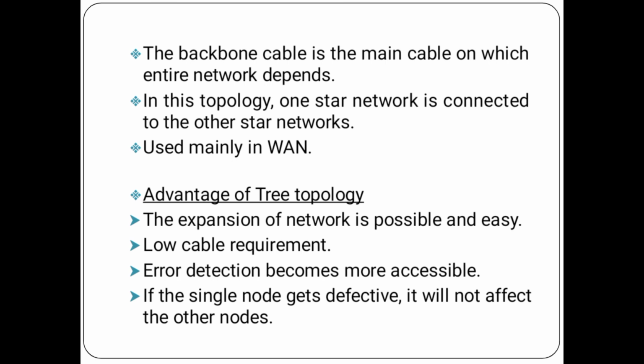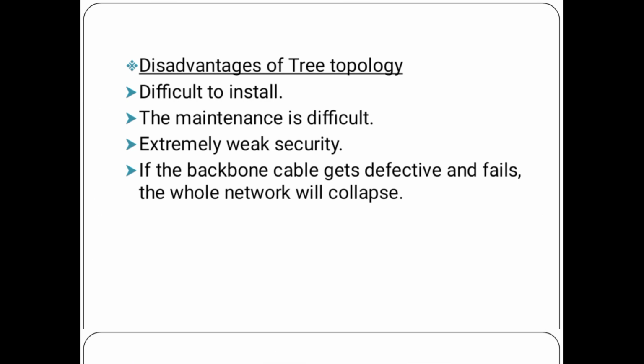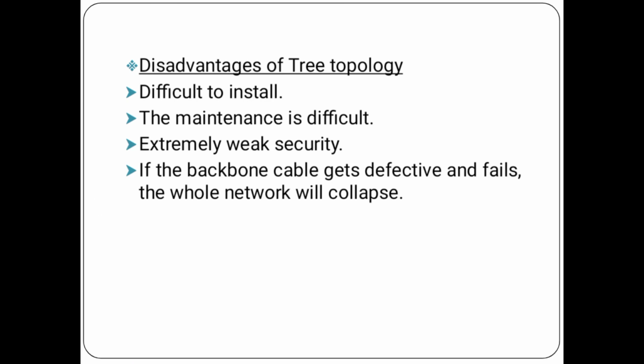Advantages of tree topology. The expansion of the network is possible and easy. Low cable requirement. Error detection becomes easier. If a single node gets defective, it will not affect the other nodes. Disadvantages of tree topology. Difficult to install. The maintenance is difficult. Extremely weak security. If the backbone cable gets defective and fails, the whole network will collapse.